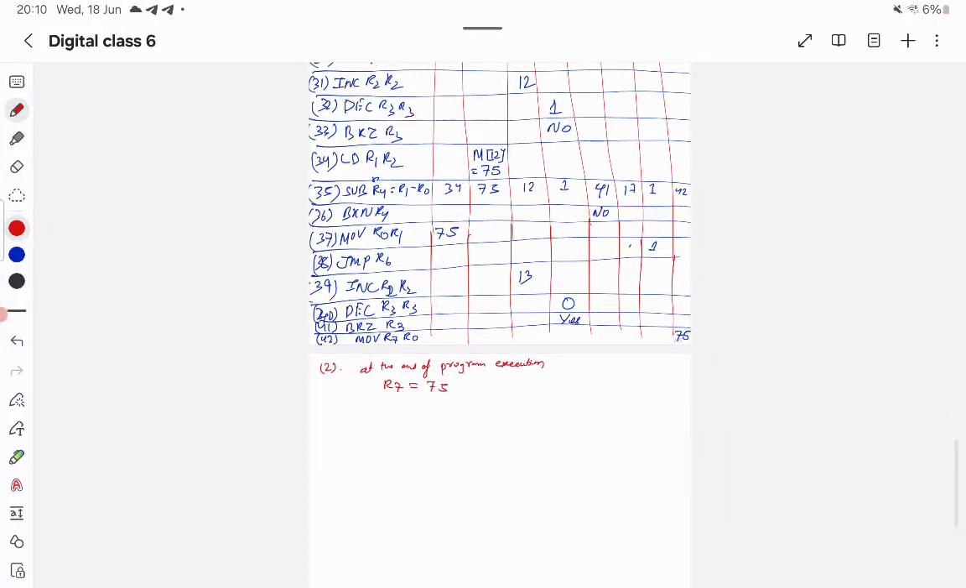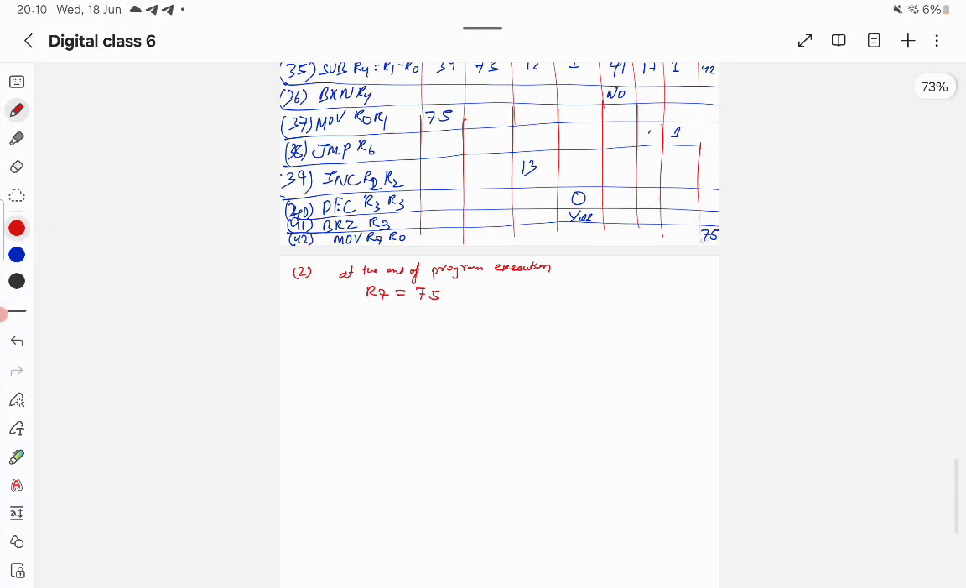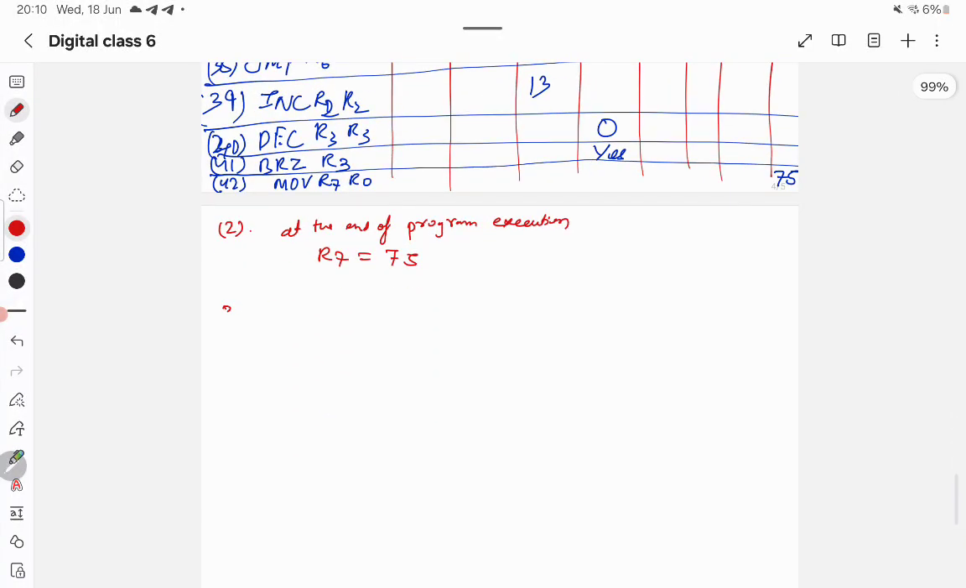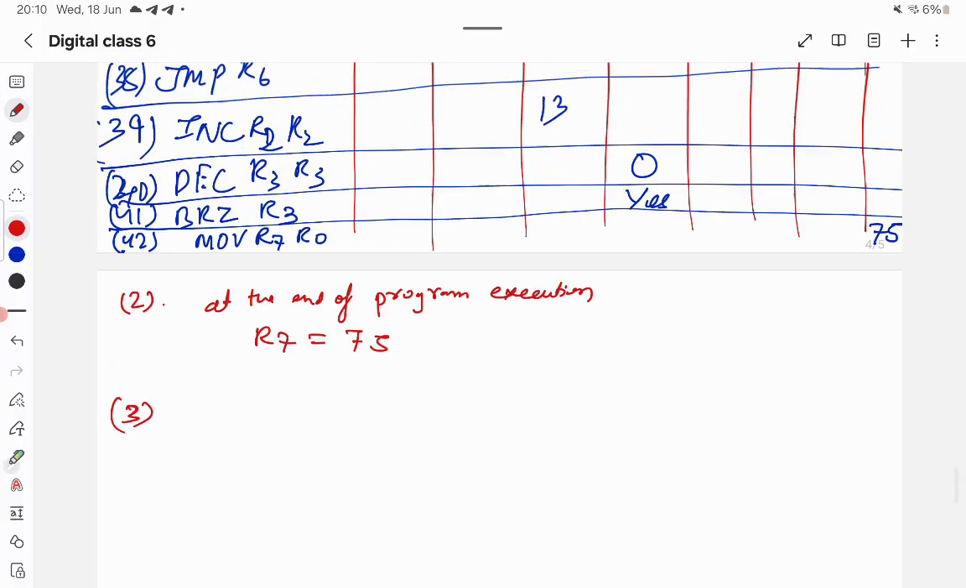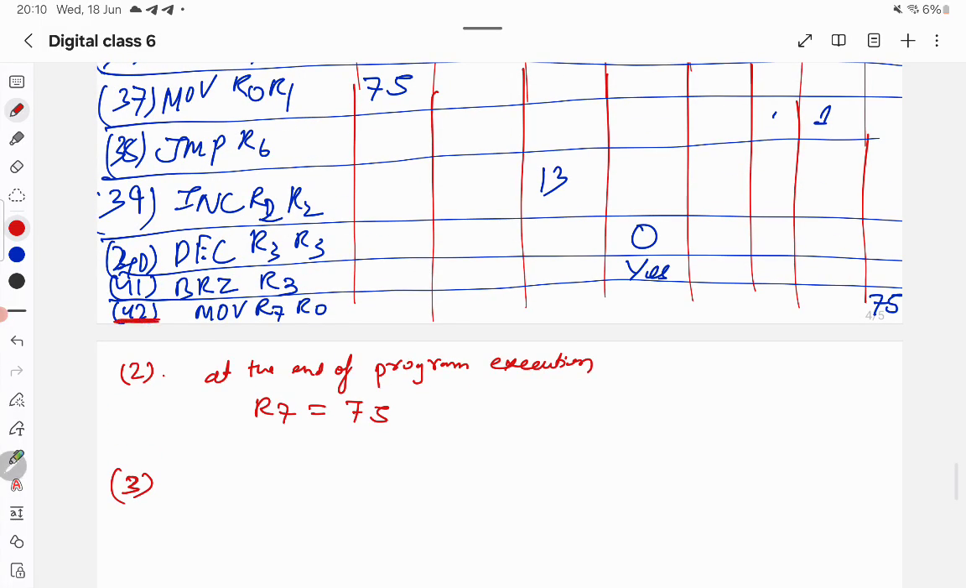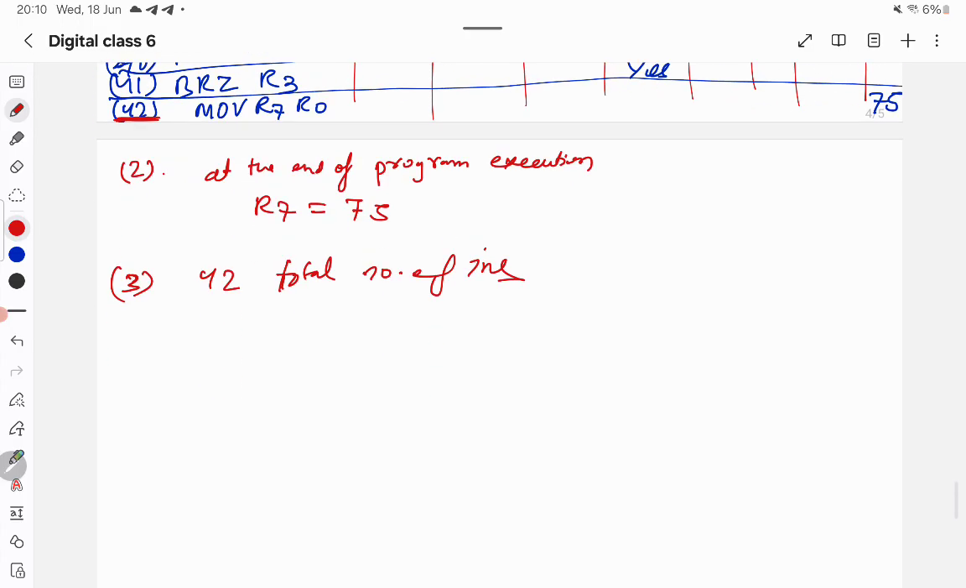Then come to the next question. Third, compute the total number of instructions performed by the program. How many total instructions? Starting from 1 to 42. So 42 is the total number of instructions. Got the point? So easy.